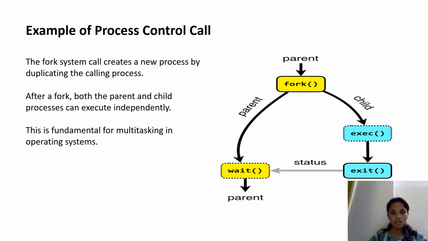Example of process control call. The fork system call creates a new process by duplicating the calling process. After a fork, both the parent and child processes can execute independently. This is fundamental for multitasking in operating systems.